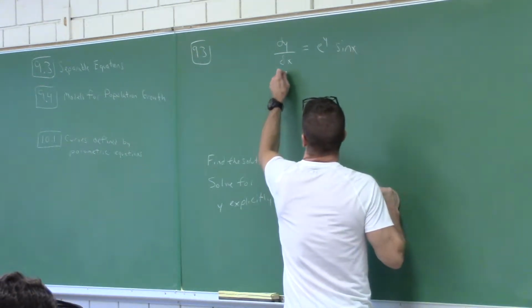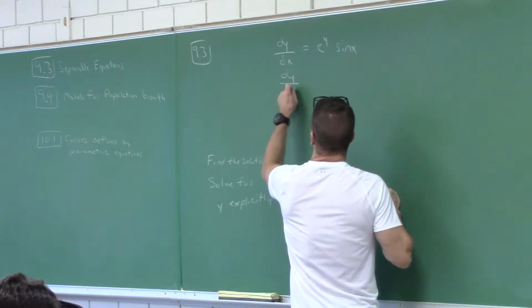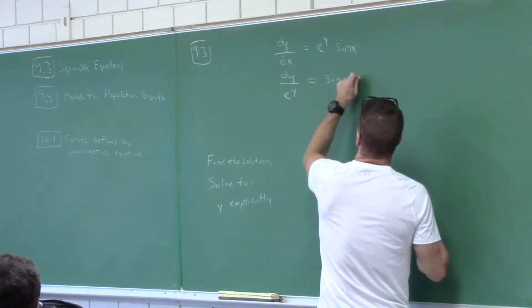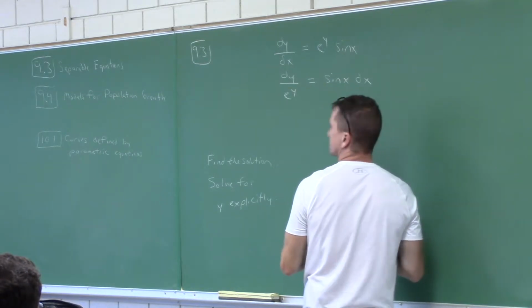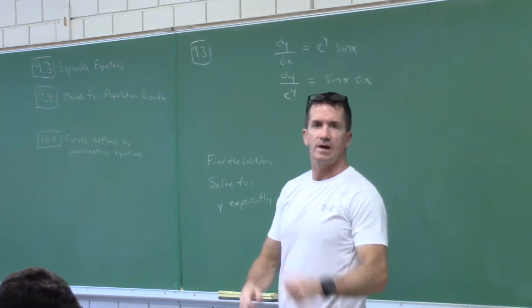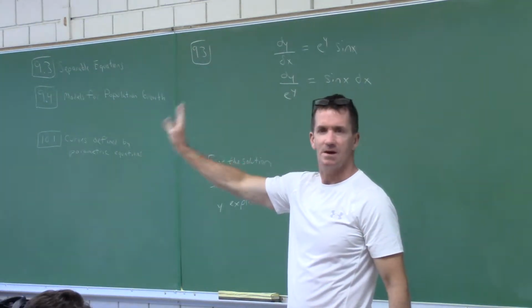So that'll be easy. Divide by e to the y, and multiply by dx: sine x dx. So far so good?